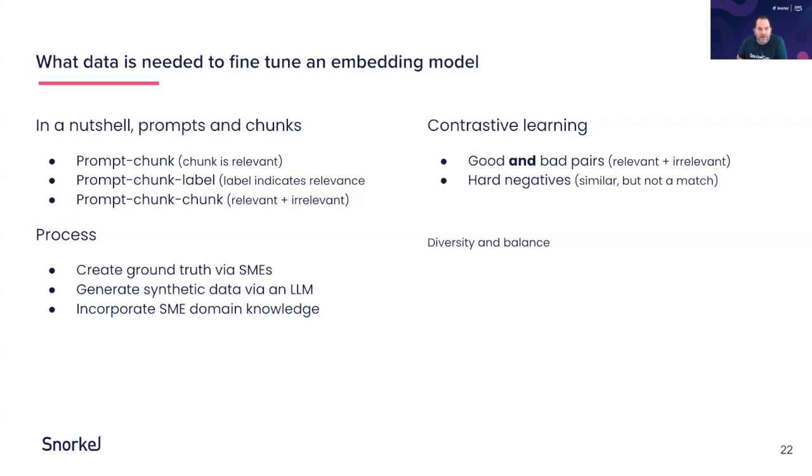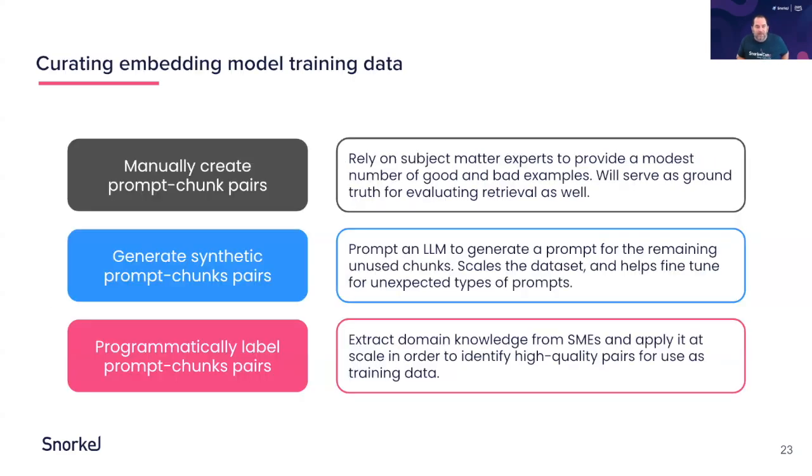And again, on the process side, fairly simple, right? Get some SMEs to help you with ground truth. You can use an LLM to generate some synthetic data. And then that last step, which I'll touch on in a moment, is trying to capture SME domain knowledge that can help you improve the quality. So again, manually create those chunks with SMEs. It's good for ground truth. It's good for evaluation. Using a really powerful, or very good LLM to help you generate synthetic pairs can be helpful. And then within Snorkel Flow, we can capture SME domain knowledge, right?